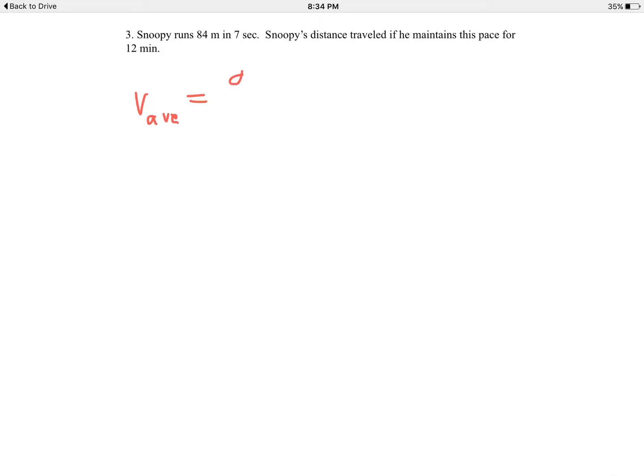But my v average is my distance traveled in the time given. So here we have the average velocity, or average speed actually. We don't know if he goes in a straight line, but we know his distance is 84 meters in 7 seconds. Once again, double check your units there, make sure those are appropriate, and they are meters and seconds. So my average velocity here is, I believe, 12 meters per second. Well, that's Snoopy's average velocity. All right, then it says if he maintains that for 12 minutes, how far does he go? So basically, we have to reuse that equation again with a different time. So I'll just write it down generically again.